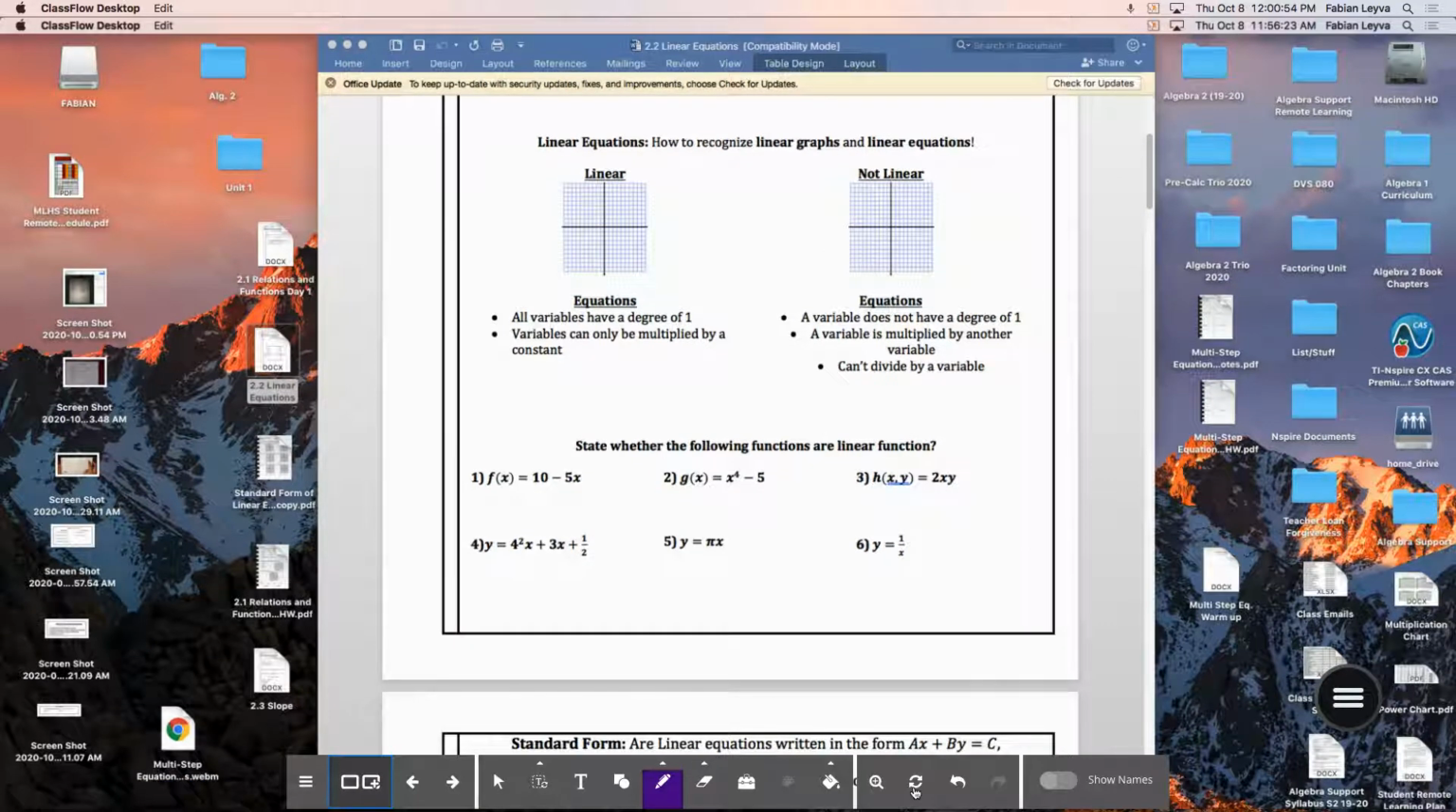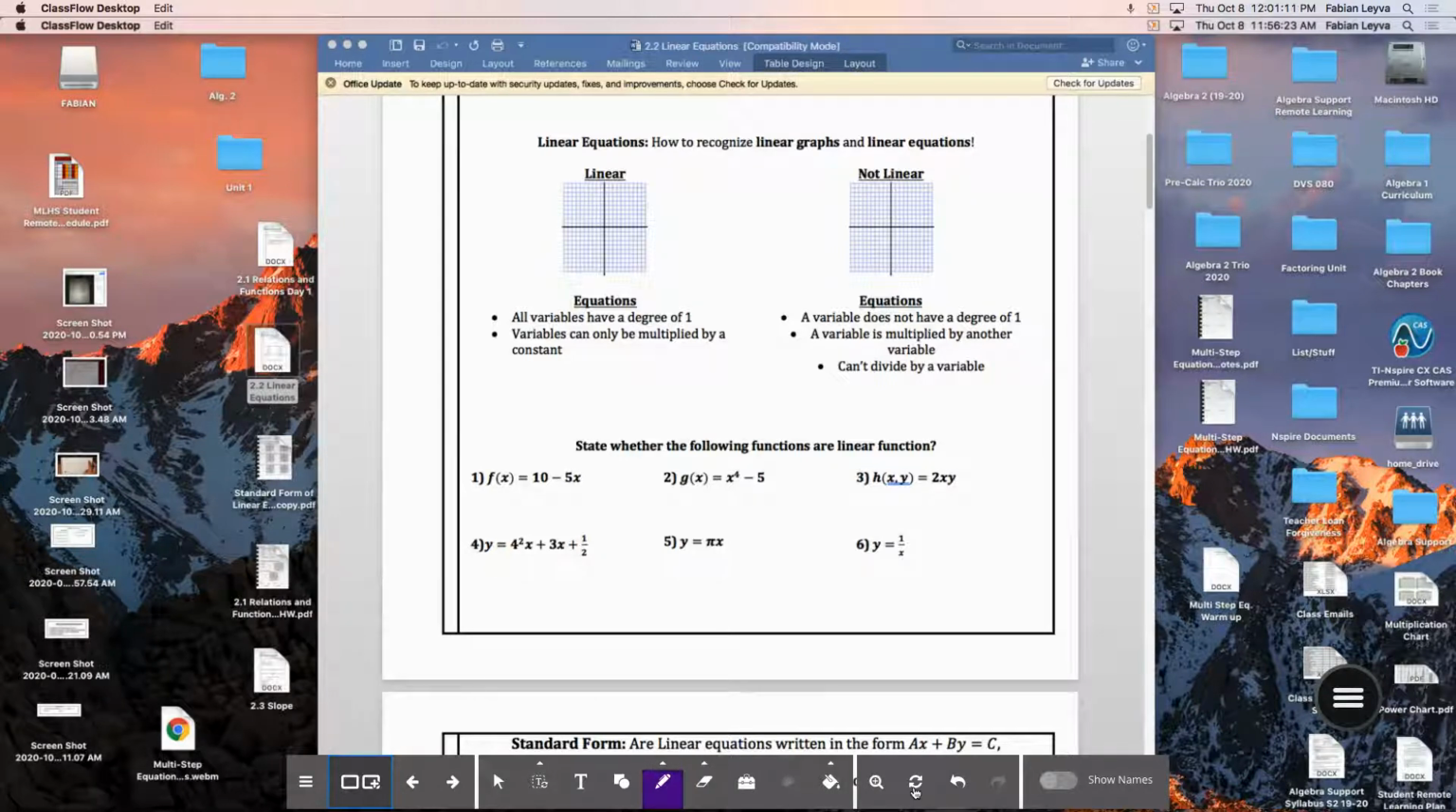So, what does linear mean to you? How in the world are we going to recognize linear graphs? How are we going to recognize linear equations? Now the graphs, which is what we're going to start off with, are super easy to know if they're linear, because just like the name suggests, linear means a straight line.